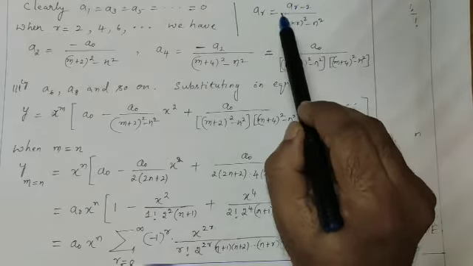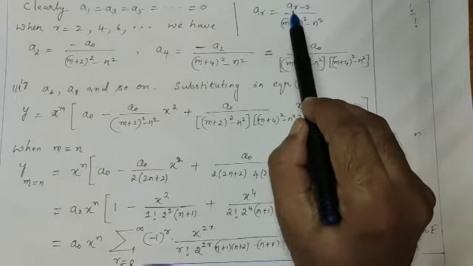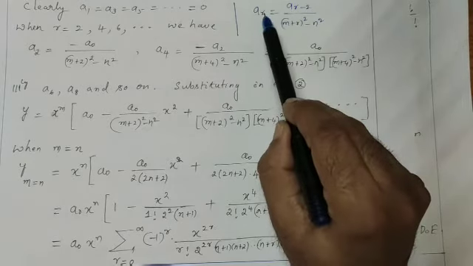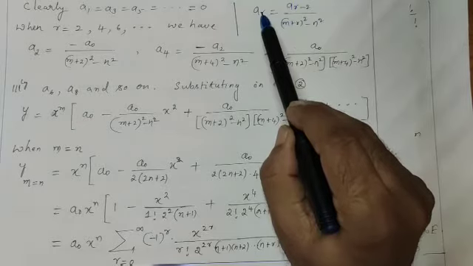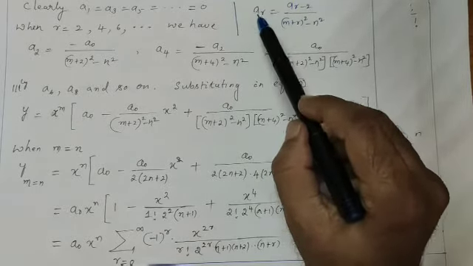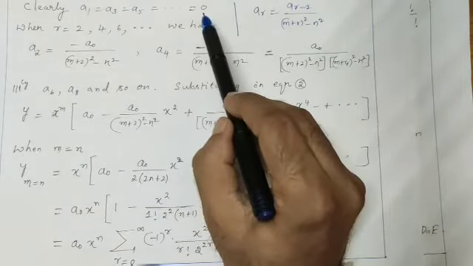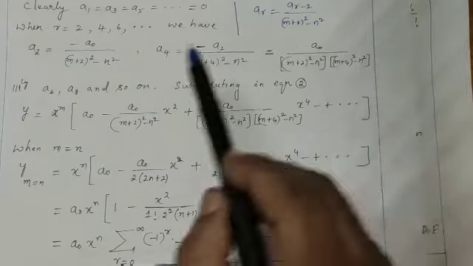So clearly, if you substitute the odd values in place of r, that means if you substitute 3, you will find a1 here, so a1 is 0, therefore a3 is also 0. If you substitute 5, you will find a3 here, so a5 is also 0. So that means the odd suffixes of a are all 0. So a1, a3, a5 are all 0. Now put r equal to 2, 4, 6 to obtain the following.